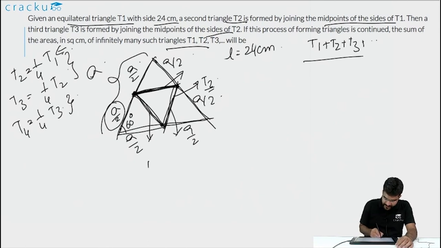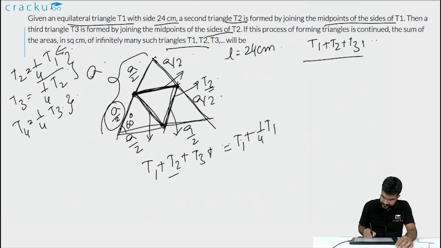Now we are required to find the value of T1 plus T2 plus T3 and so on. This is equal to T1, plus T2, which is 1/4 of T1, plus T3, which is 1/4 of T2, but because T2 itself is 1/4 of T1, this will be 1/16 of T1, and so on.